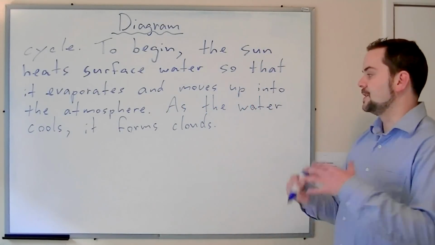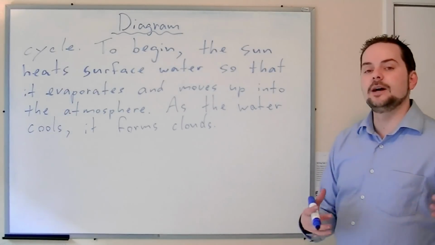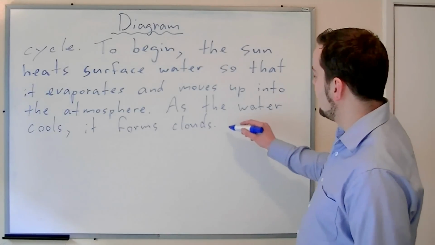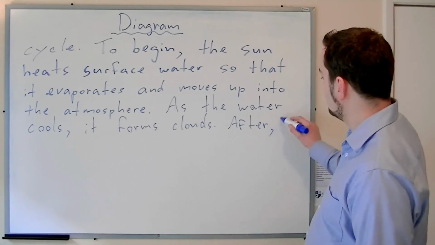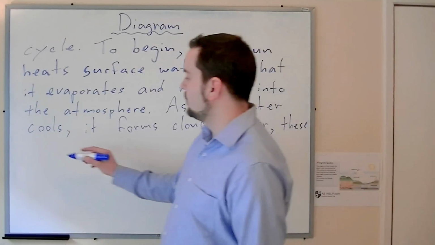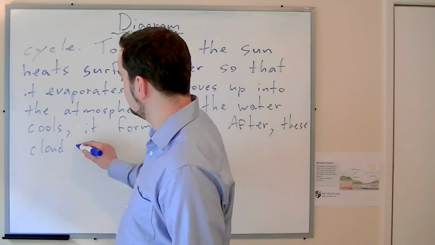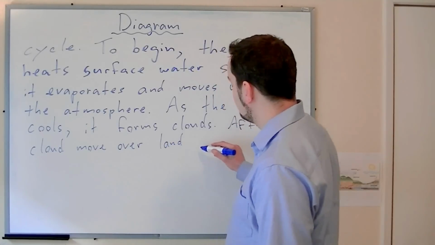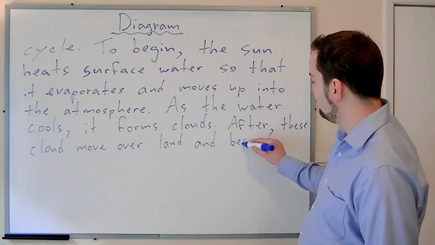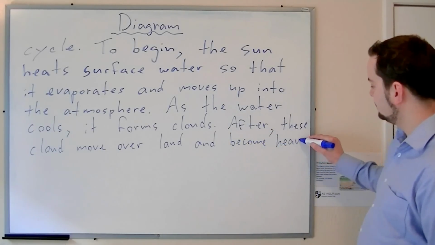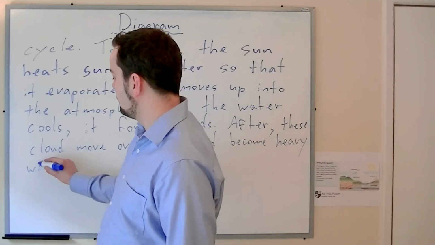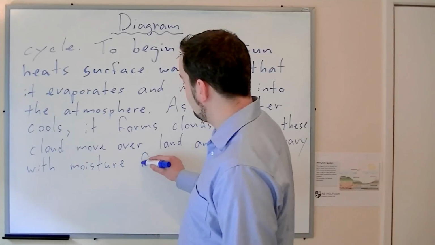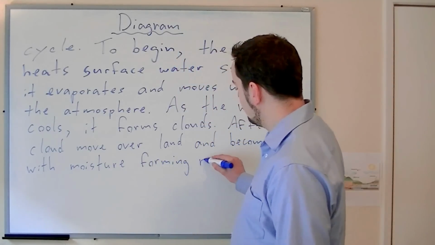Okay, now once these clouds are formed, of course, as we know, the clouds are then pushed towards land. So after these clouds move over land and become heavy with moisture, forming rain clouds.